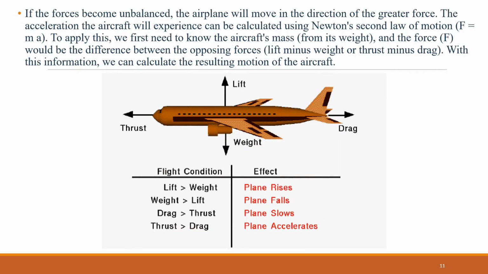If the pilot changes the throttle setting or increases the wing angle of attack, the forces become unbalanced. The aircraft will move in the direction of the greater force, and we can compute the acceleration of the aircraft from Newton's second law of motion, F equals m times a.